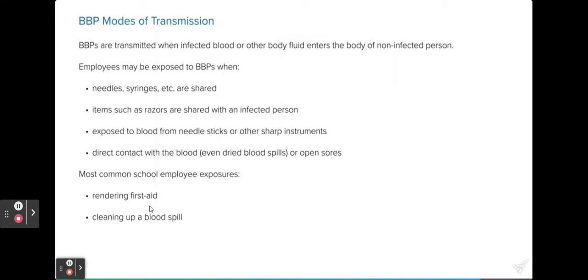A bloodborne pathogen can only infect an individual when infected blood or other body fluid enters the body of the non-infected person. This exposure incident can happen in different ways. Examples of direct exposure to employees include shared needles and razor blades, accidental needle sticks or cuts from other contaminated sharp objects, and direct contact with open sores or blood, even if the blood is dried.